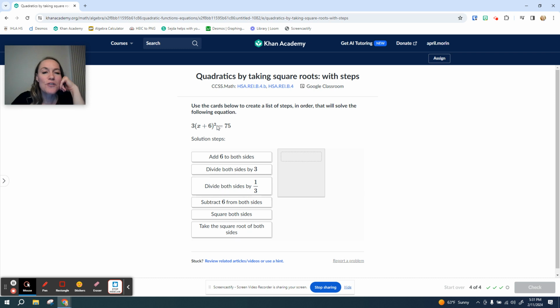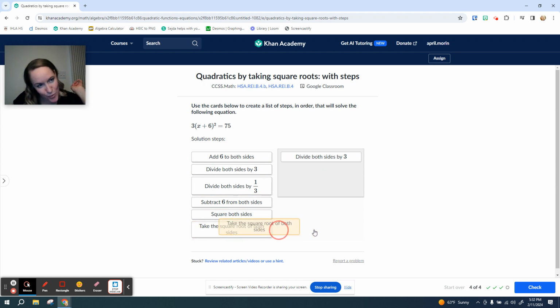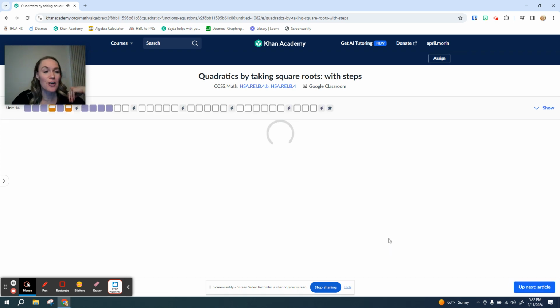Let's see. What am I going to do first? Well, actually the step of adding or subtracting something from both sides is done, right? We kind of skipped that step. So my next step into isolating the squared portion of the equation is I just need to divide by 3. So divide both sides by 3. And then I'm going to go ahead and take the square root of both sides. And then I'm going to subtract 6. So that one had fewer steps, right? One was already done for us.